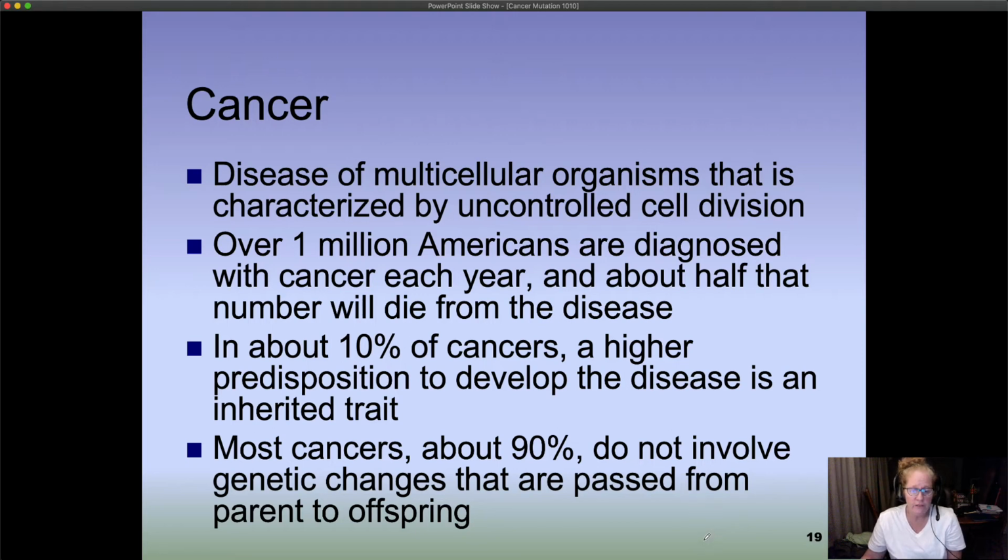About 10% of cancers, people have a higher predisposition to develop the disease because they have inherited some trait that has made them more susceptible. And most cancers do not involve genetic changes that are passed from parent to offspring. So 90% and above of the cancers that are developed are due to induced mutations, not because of inheritance or germline mutations.